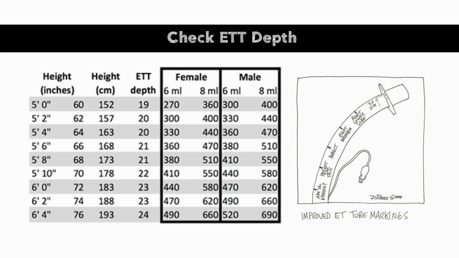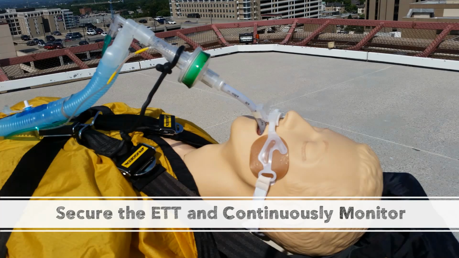So check your ET tube markings and check your depth, and also listen for breath sounds to make sure it's not right mainstem. You also don't want to decompress a patient because you heard decreased breath sounds and then find out that it's a right mainstem intubation. Always secure your ET tube firmly and continuously monitor the patient.